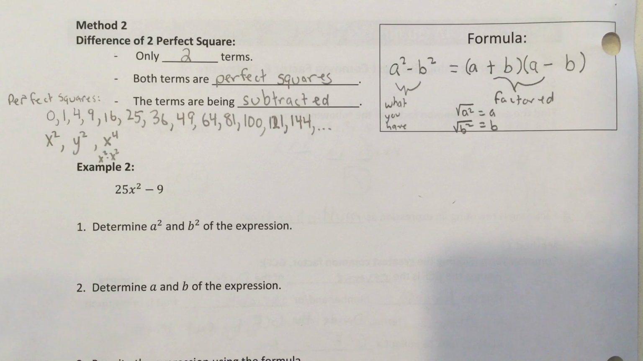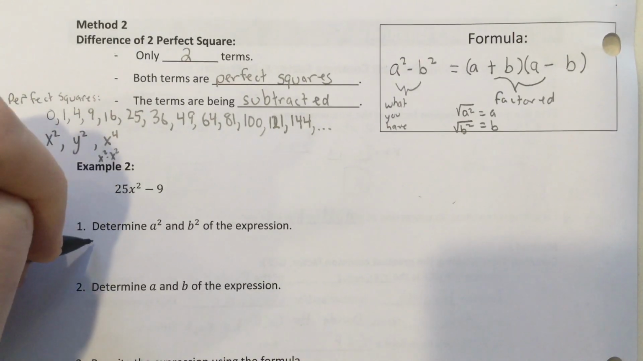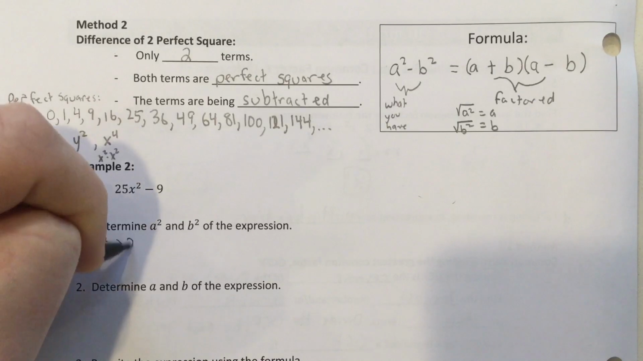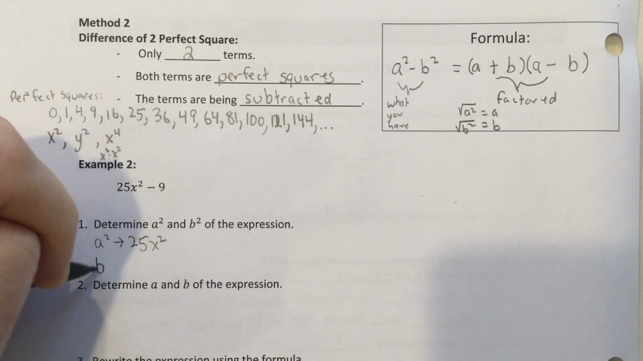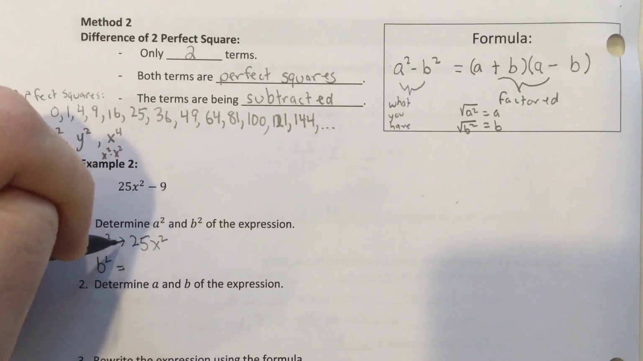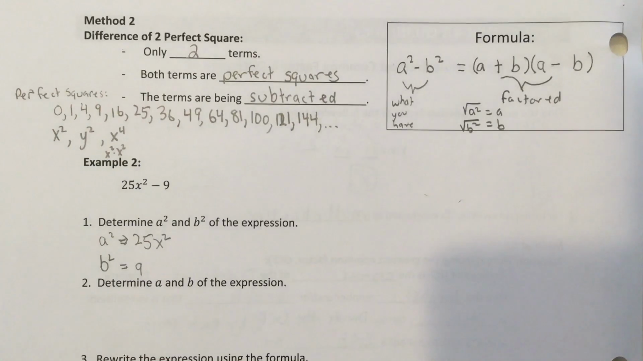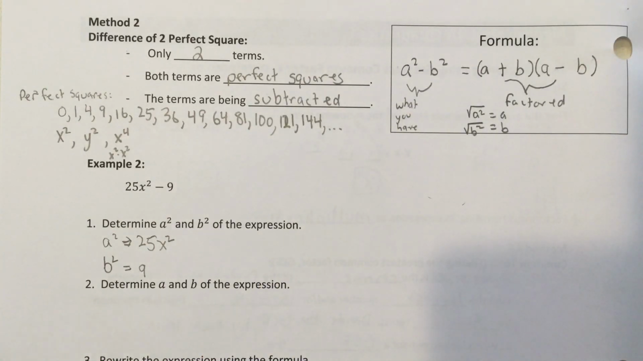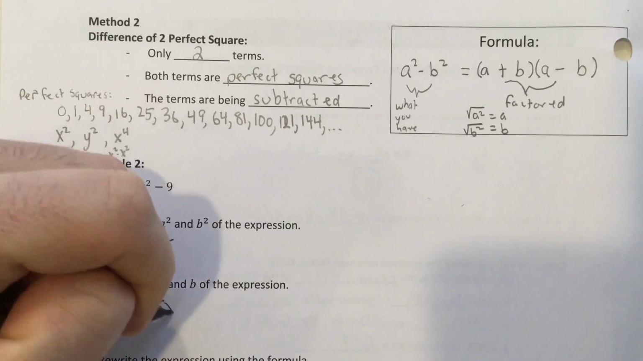So therefore, what I'm going to do first off, and you don't have to necessarily do it like this, is say the a squared in this particular problem will be the 25x squared, because that's the first term. The b squared would be the 9. And you don't write negative 9 because the formula has a negative in it. It's just 9. So that means to get a, I'd have to take the square root.